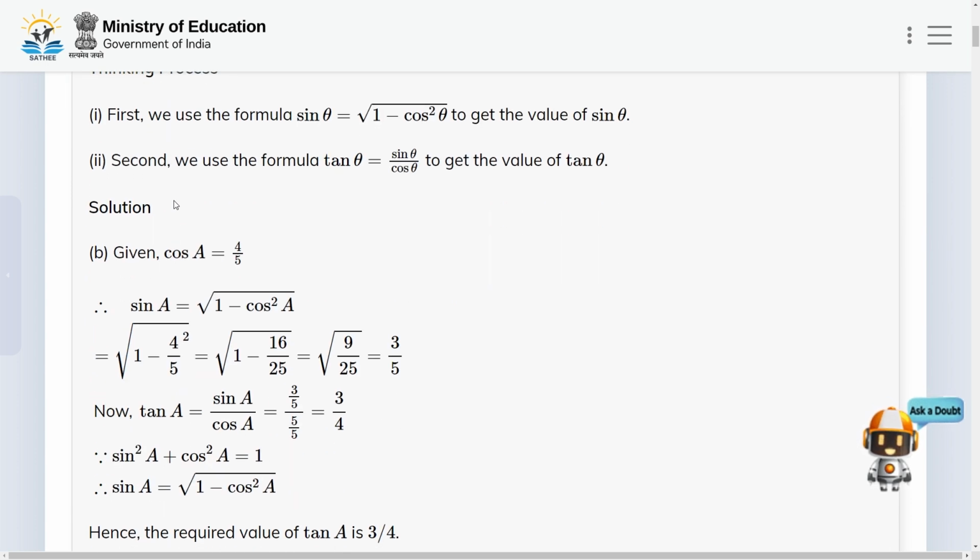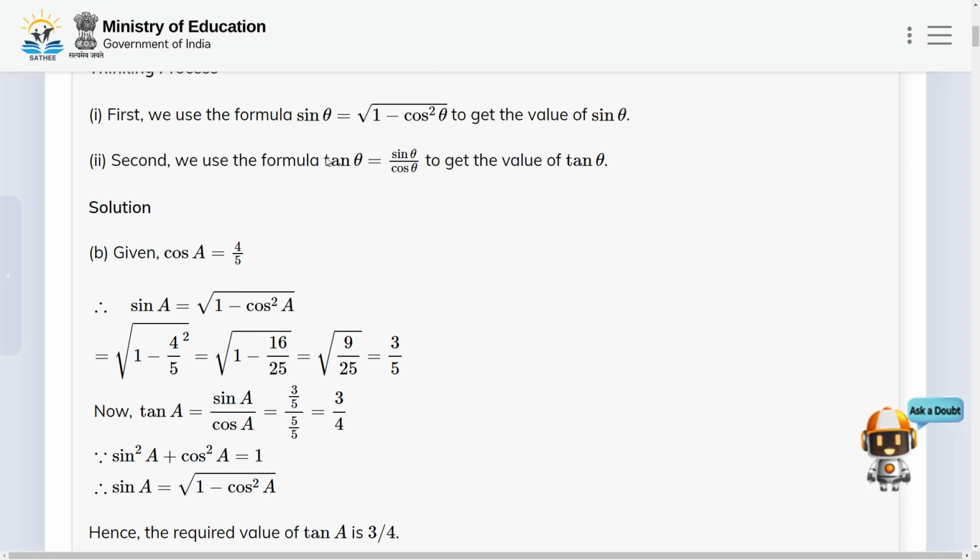First we use the formula sin theta equal to square root of 1 minus cos square theta to get the value of sin theta. Here we can use the trigonometric identity sin square theta plus cos square theta equal to 1, and from this identity we get sin theta equal to square root of 1 minus cos square theta. Second, we use the formula tan theta equal to sin theta by cos theta. Now to get the value of tan theta we use this formula.